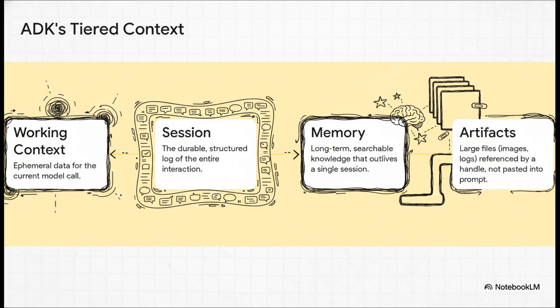And this right here, this is the heart of that context engineering I was talking about. ADK breaks context down into 4 tiers. Working context is like the agent's scratchpad. The session is the full conversation log. Memory is its long-term brain, and artifacts, well, those are for big files. Instead of pasting a giant document into the prompt and blowing up your context window, you just give it a little pointer. This whole system is what keeps the agent super efficient.